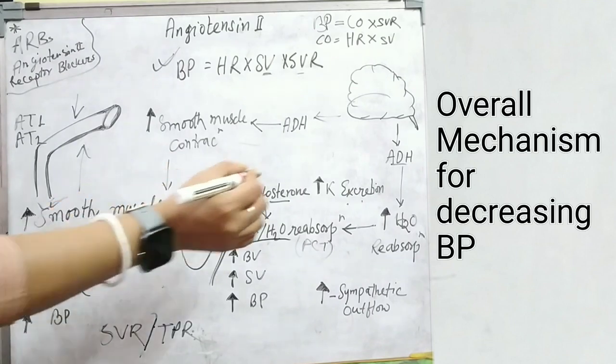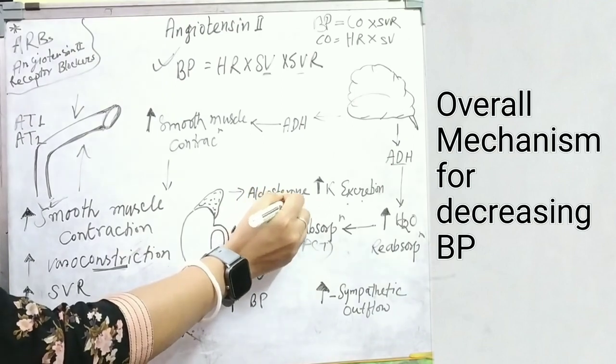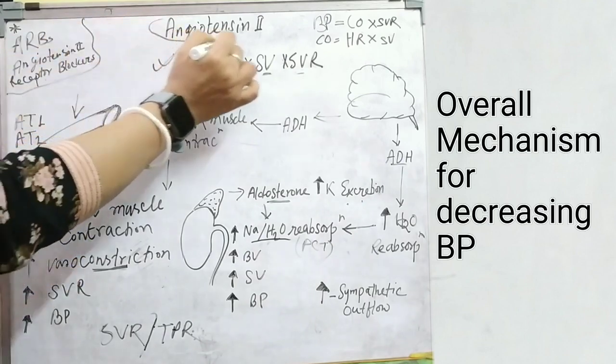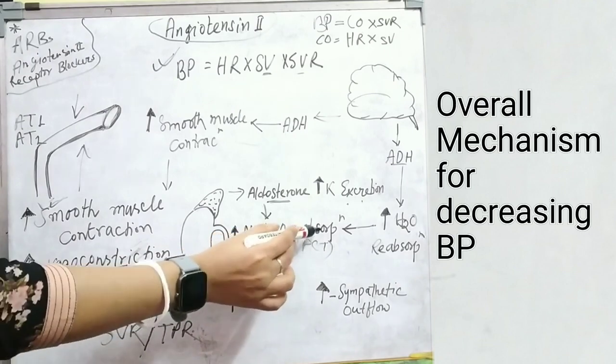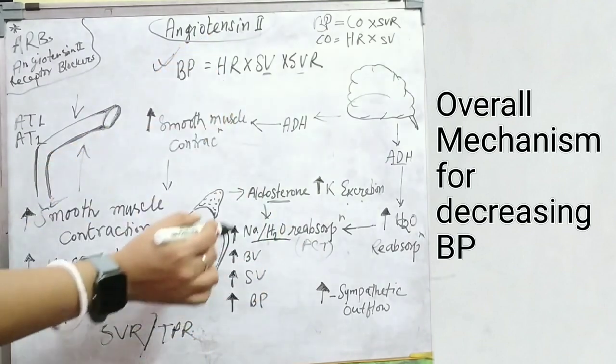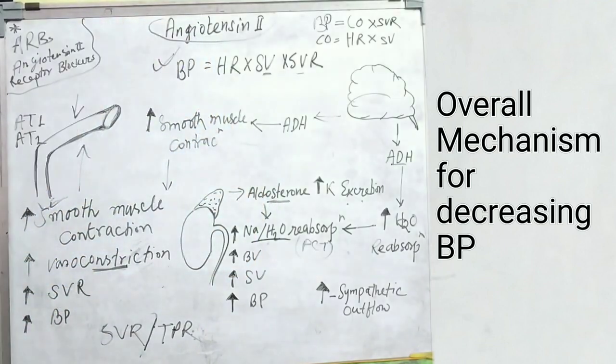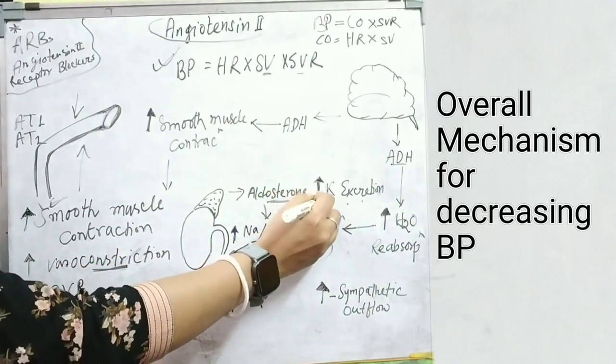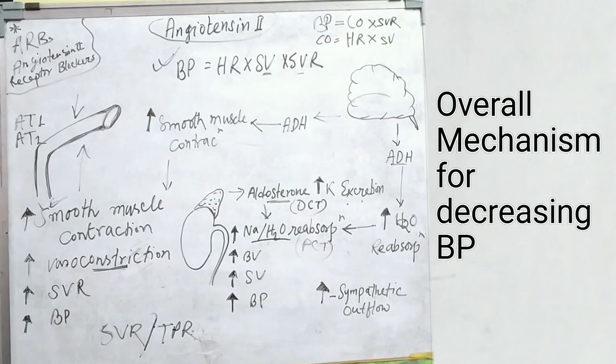Next, the aldosterone release. Aldosterone is released from the adrenal cortex. Angiotensin 2 stimulates the release of aldosterone from the adrenal cortex. So number one is the smooth muscle contraction, the action of angiotensin 2. Number two is the sodium and water reabsorption by angiotensin 2. Next, the aldosterone release by angiotensin 2. Aldosterone is a hormone that primarily acts on the distal tubule of the nephron. So it basically acts on the DCT, that is the distal convoluted tubule, to increase the sodium and water reabsorption.